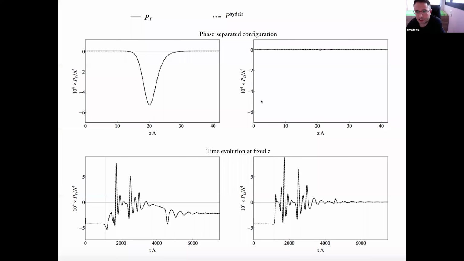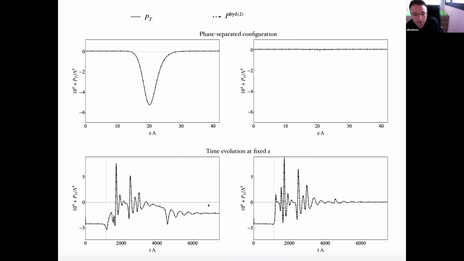These plots show the transverse and the longitudinal pressure in this system, shown as a function of z in the phase-separated late-time configuration. Here I'm taking a snapshot at very late times in which you have already formed this interface. I'm showing you the pressures that come out of the gravity calculation. The continuous line is the exact result. On top of that, I'm showing you the prediction from second-order hydrodynamics. And you see it's spot on.